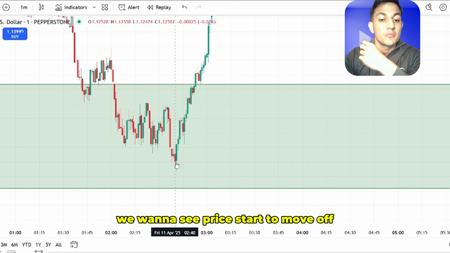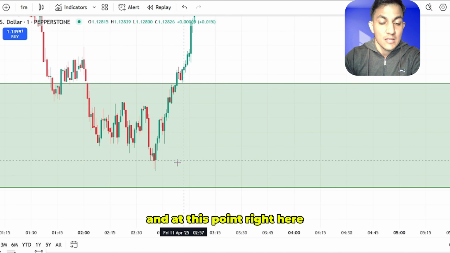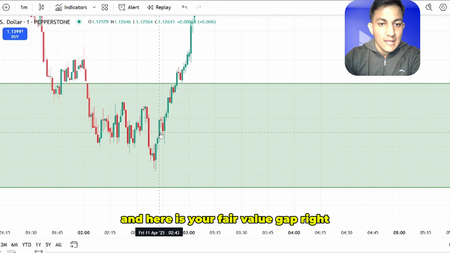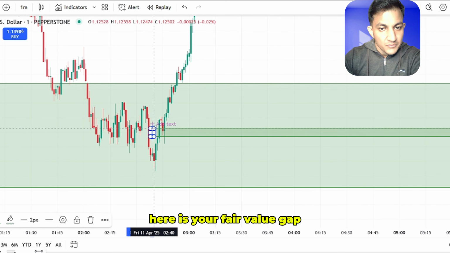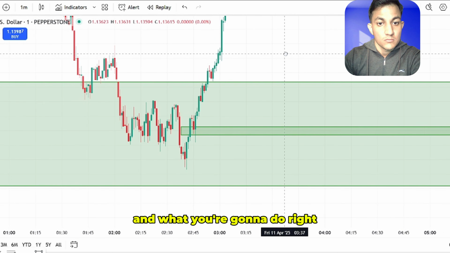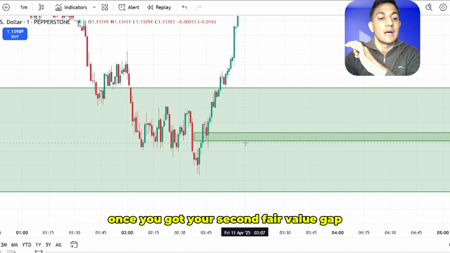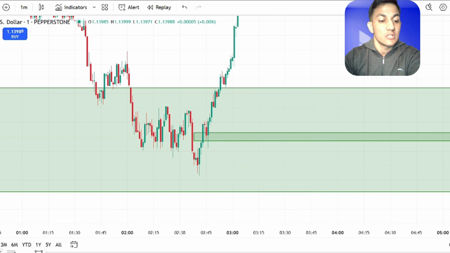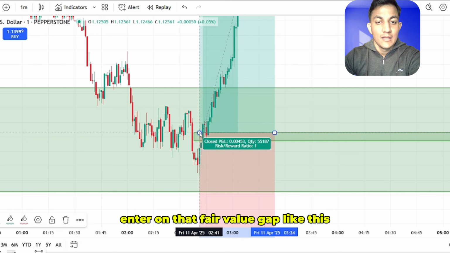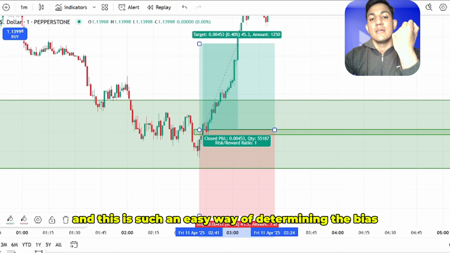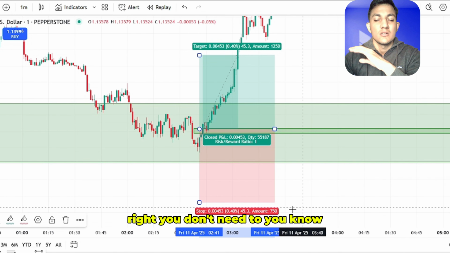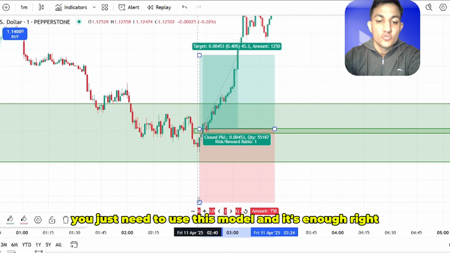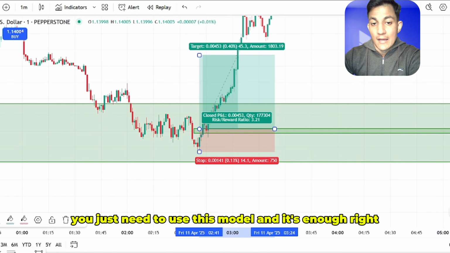We want to see price start to move off, and at this point right here, price starts to move off, and here is your fair value gap. What you're going to do once you've got your second fair value gap on the lower time frame is enter on that fair value gap, like this. This is such an easy way of determining the bias. You don't need to do anything fancy on the weekly chart. You just need to use this model, and it's enough.